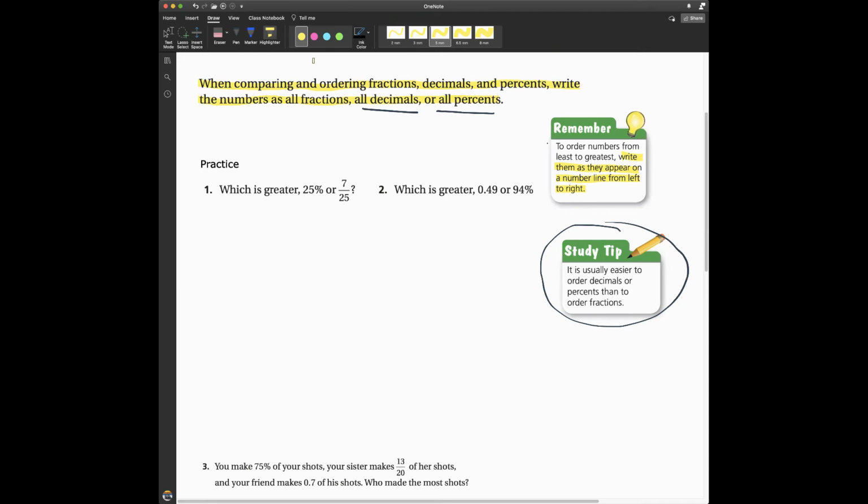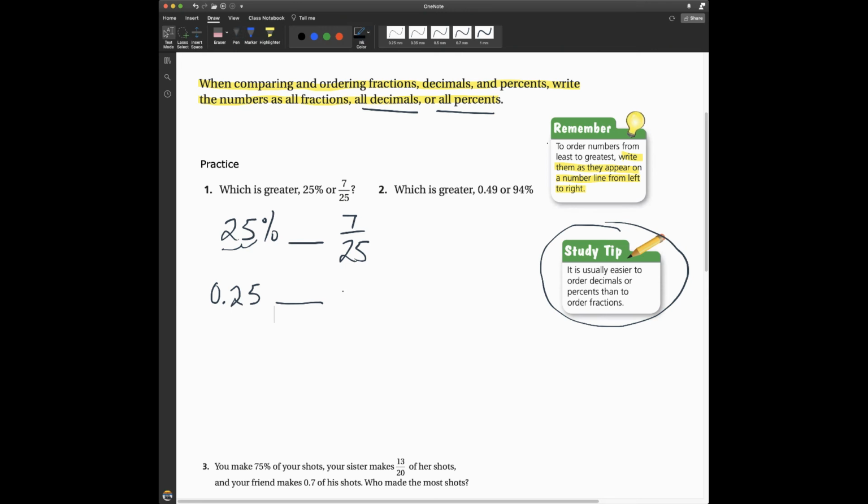Which is greater, 25% or 7 over 25? So I need to compare 25% to 7 over 25. So it'd be really easy to turn these into decimals or percents. If I want to turn them into decimals, 25%, remember I dropped the percent sign and I moved the decimal 2 places to the left. So this would be 0 and 25 hundredths.